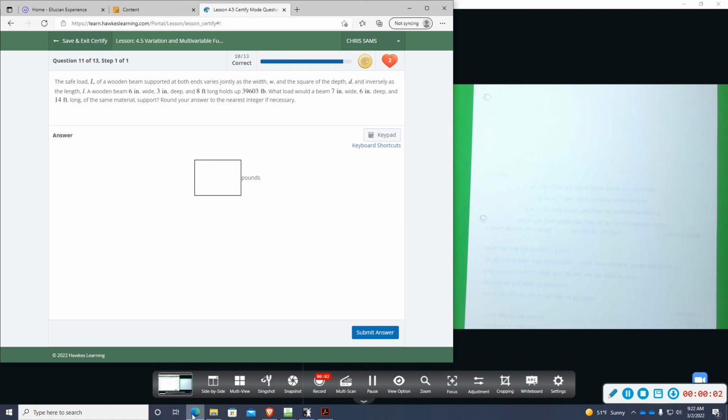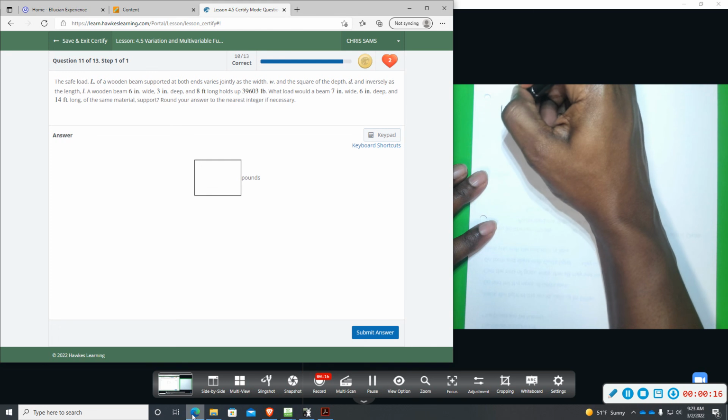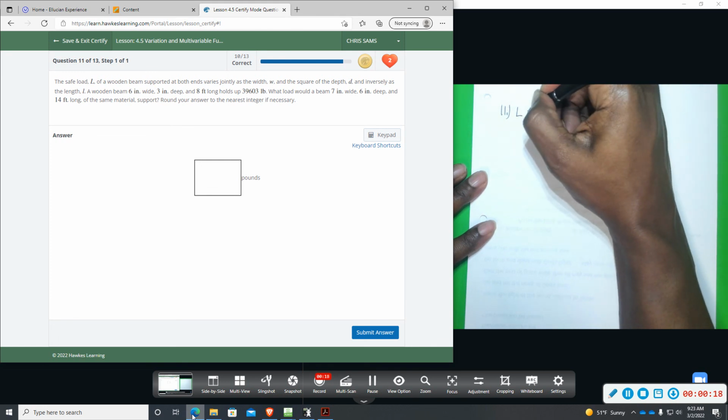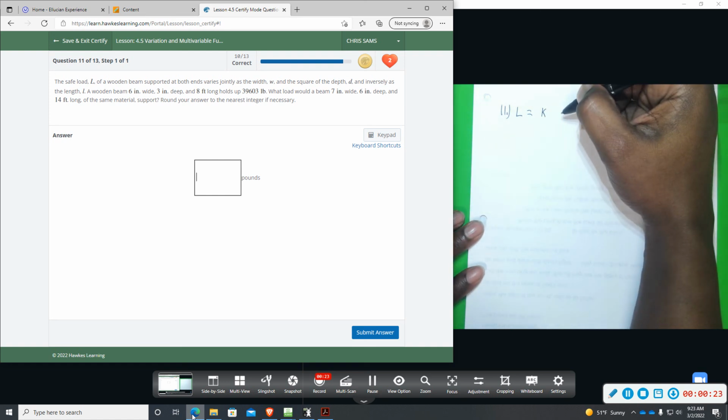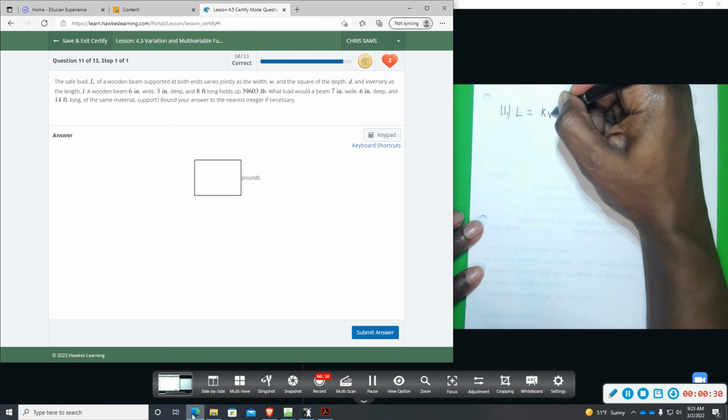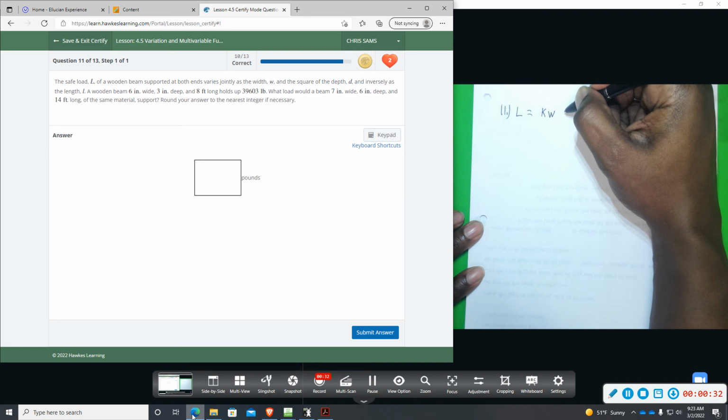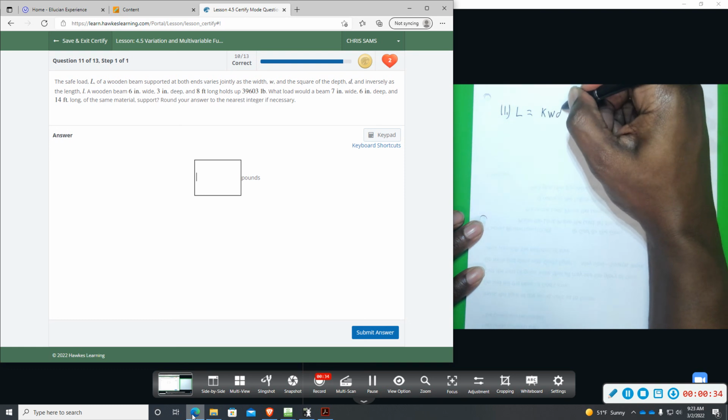11. The safe load L of a wooden beam supported at both ends varies jointly as the width. So the safe load, the load is what we're looking at, which we're given by L. It says varies jointly, so I'm going to write K. We always have that constant K. Varies jointly as the width and the square of the depth. So width, so K times W, and then the square of the depth, I'm going to use D squared.